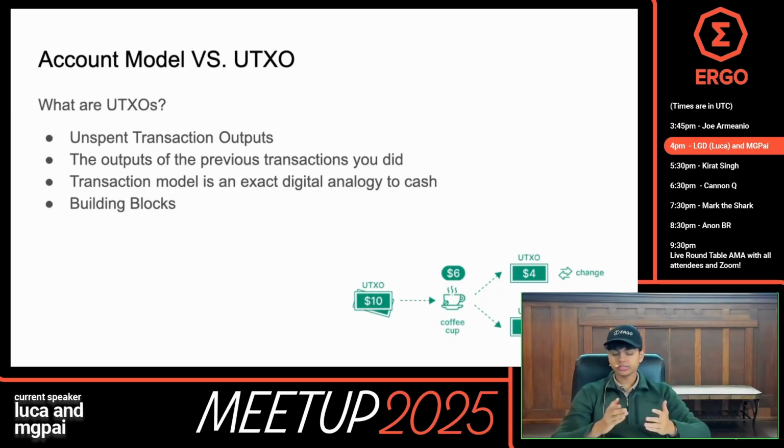And the transaction model really is an exact digital analogy to cash. So let's say I have a $10 bill and I want to pay for a $6 coffee. It's probably $8 now, no inflation. And if I want to pay for $6 of coffee with my $10 bill, I can't just rip the bill in half, right? I have to spend the entire $10 bill. So what do I do? I give the cashier my entire bill, and that's it. They have the bill. They're not going to rip it in half or anything, right? It's just gone. But they're going to give me back $4, right?